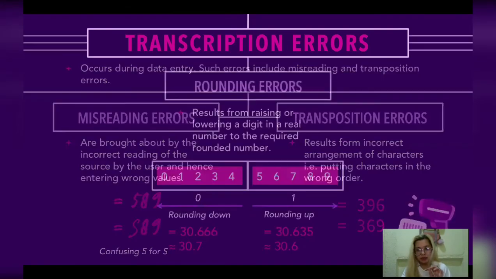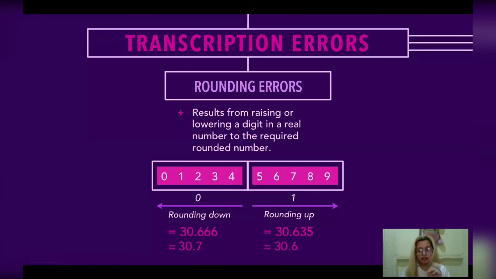Okay, so the next one is the rounding errors. Results from raising or lowering a digit in a real number to the required rounded number. For example, to round off 30.666 to one decimal place, we raise the first digit after the decimal point if its successor is more than or equal to 5. In this case, the successor is 6, therefore 30.666 rounded up to one decimal place is 30.7. If the successor is below 5, example 30.635, then we round down the number to 30.6.